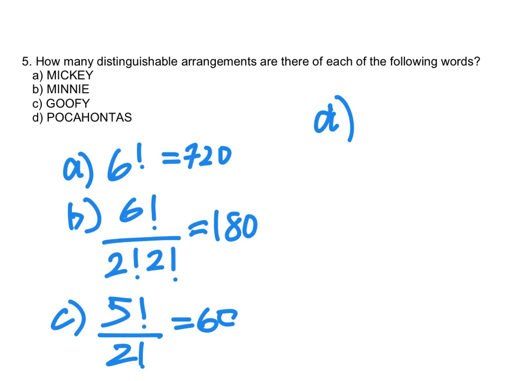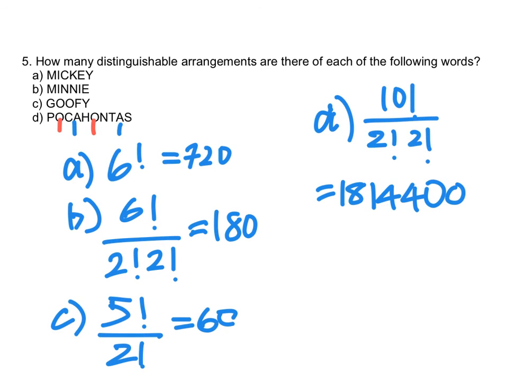D, Pocahontas, has way more letters. We've got 1, 2, 3, 4, 5, 6, 7, 8, 9, 10. So we start with 10 factorial in our numerator, and then let's look at how many identical items we have. So we have 2 A's, so divided by 2 factorial for 2 A's. We've got O and O, so that's another 2 factorial. And that's equal to 1,814,400.